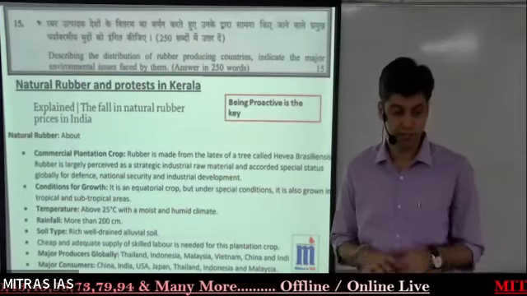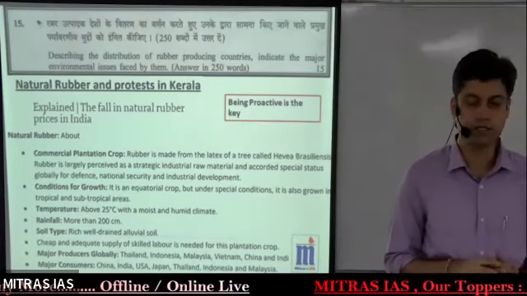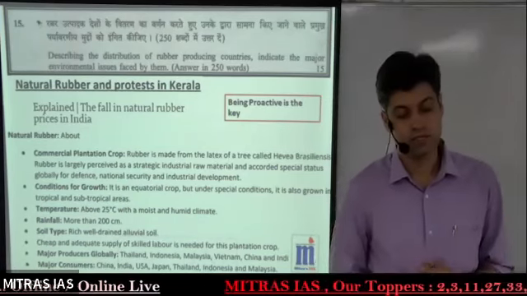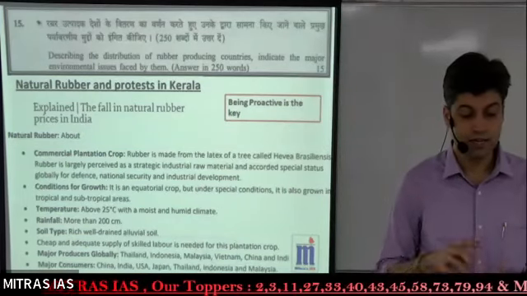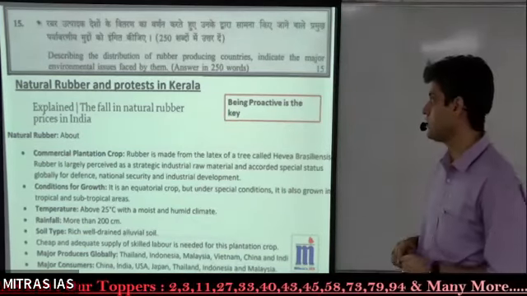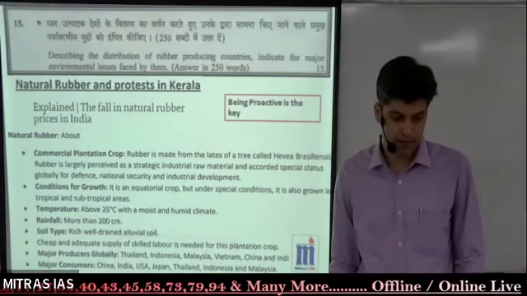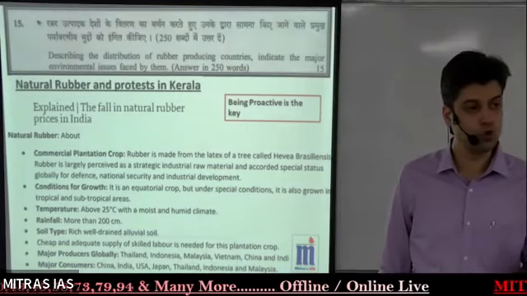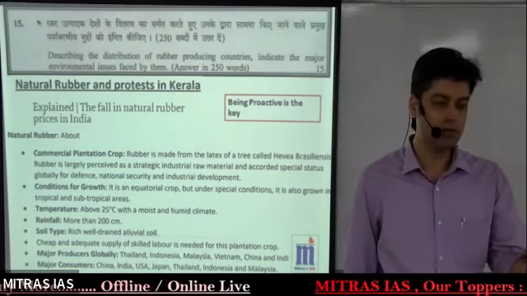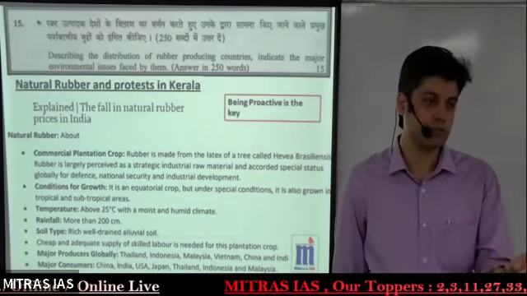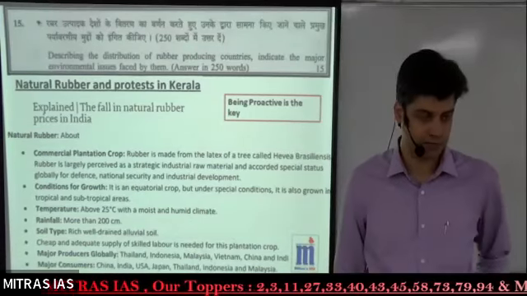Yeah, question number 15 we discussed. In fact, again, 3 weeks ago in our classroom, we had discussed the rubber industry in India as well as the world. Describe the distribution of rubber producing countries and indicate the major environmental issues faced by them. So why was it in news? For 2 to 3 days regularly in the newspaper, it had come that Kerala farmers were protesting because of reducing prices of natural rubber.